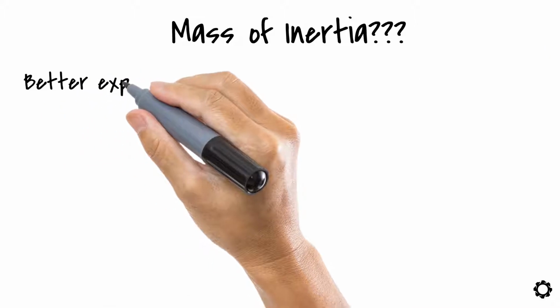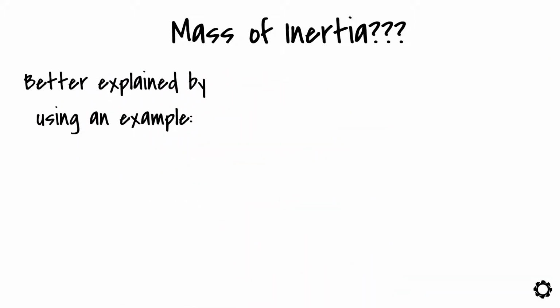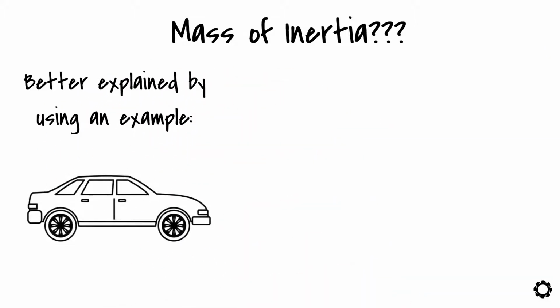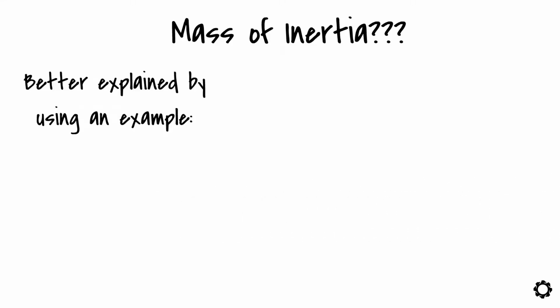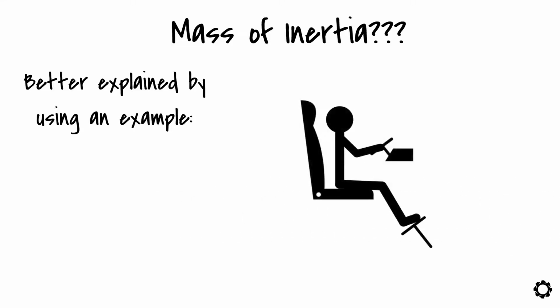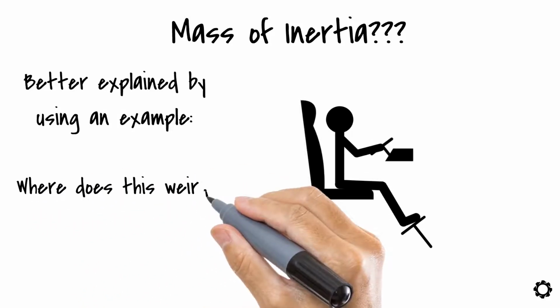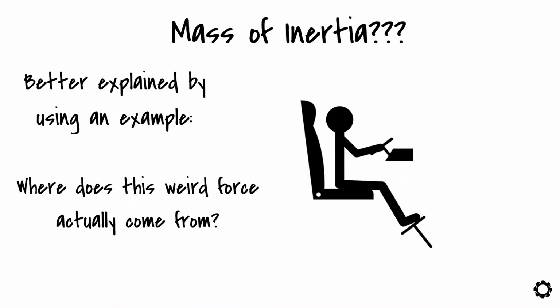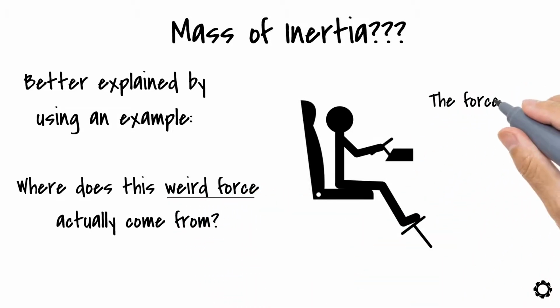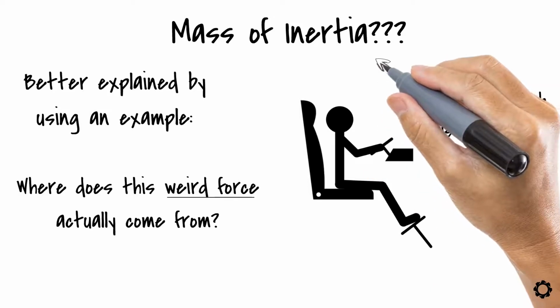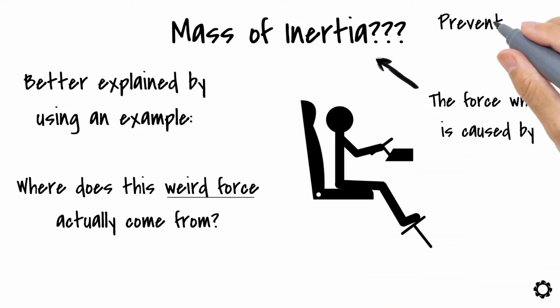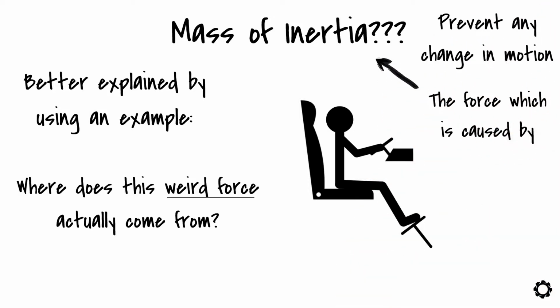This is better explained by using an example. For instance, if you have ever seen a car that is accelerating, you may have felt some kind of weird push force pushing your head against the seat. Where does this weird force actually come from? Well, this weird pushing force that you can't see is the force which is caused by the inertia of your own mass that tries to prevent any change in motion from happening. This is the reason why your head is pushed against the seat during the car acceleration.